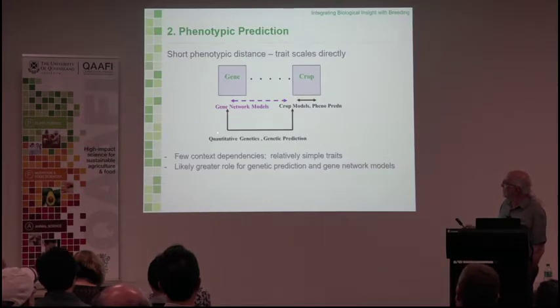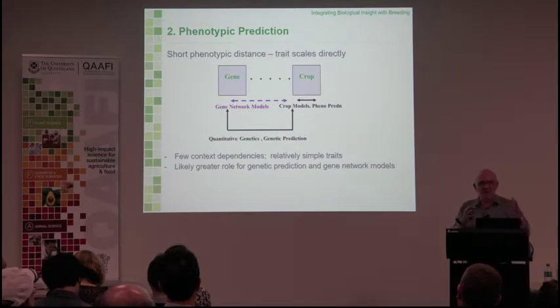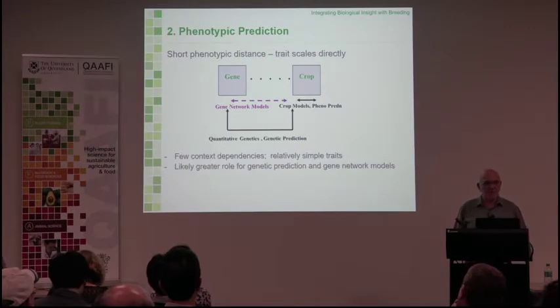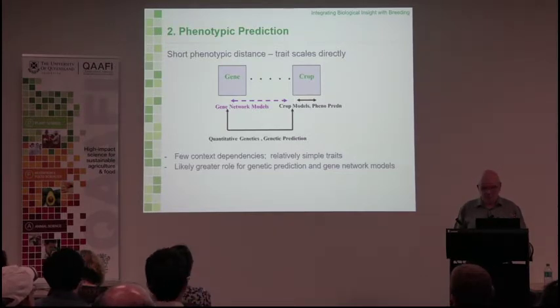And you can start to use genetic prediction and gene network models and things like CRISPR if it gets down to there being very few genes involved and you know the connection between the pathway and the phenotype. But the problem is people who work at the gene level think that this model is the only one, okay? And that's the fallacy, because most often it isn't. The short phenotypic distance is usually the exception rather than the rule.